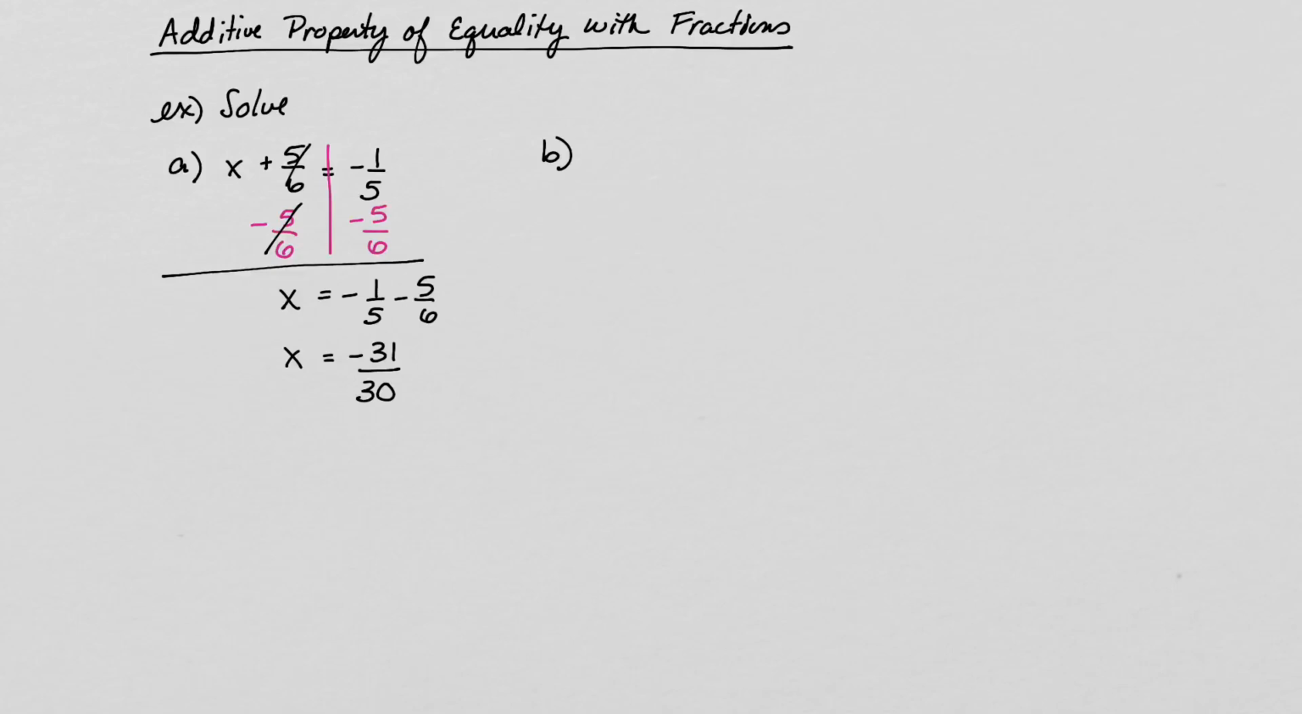So here we'll do maybe negative 1/3 plus x equals negative 2/5. Again, here's my variable x. I want to get x all by itself. So I'm going to take this negative 1/3 and move it to the other side. The way that I'm going to do it is I want to take the opposite of it. The opposite of negative 1/3 is a positive 1/3. So I'm going to add 1/3.